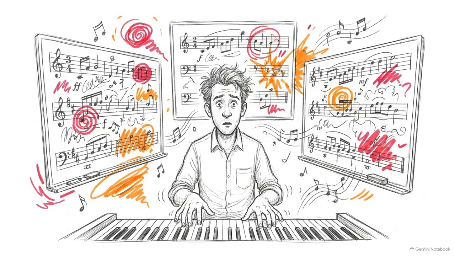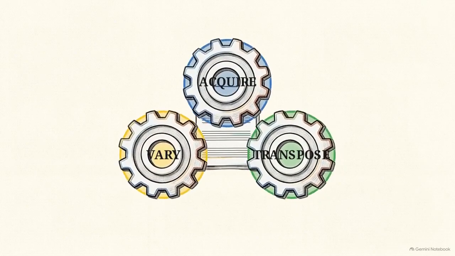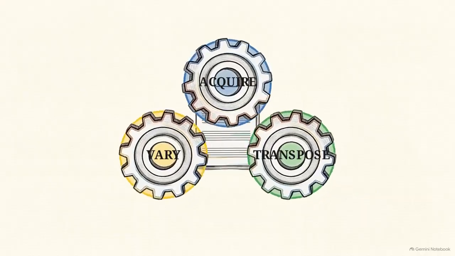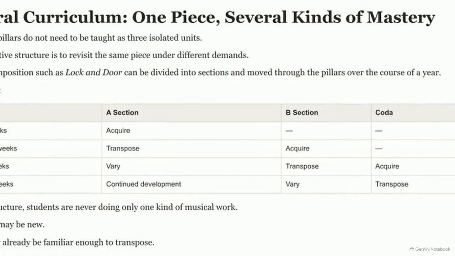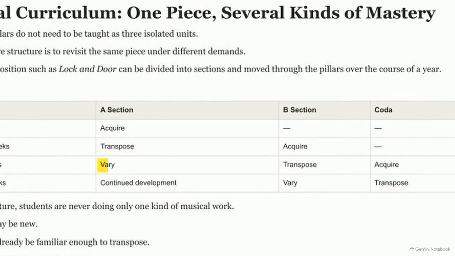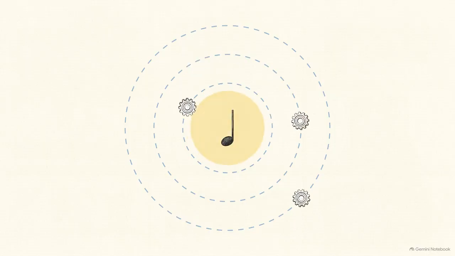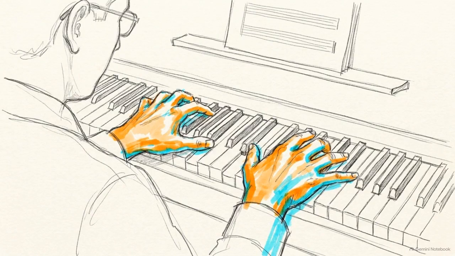Practicing all 3 pillars simultaneously can feel overwhelming. To manage the load, you apply them to a single piece through a staggered schedule. This is a spiral curriculum. You revisit the same composition under different demands, spreading the 3 processes across different sections over time. In this diagonal progression, you might be varying the A section, transposing the B section, and just beginning to acquire the coda. This staggered structure implements the wheels within wheels principle. It allows you to achieve immense depth and creative variety without constantly needing new repertoire.